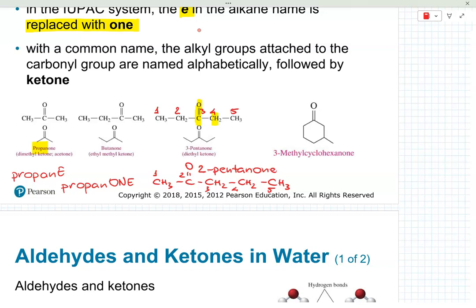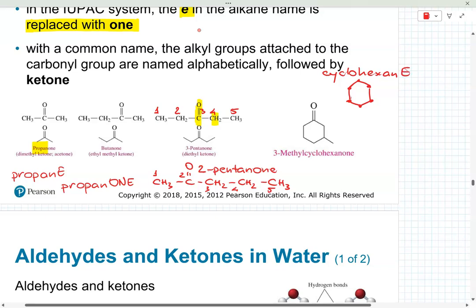Now, what about 3-methylcyclohexanone? So, look at this. Imagine that we have this molecule, okay? How many carbons do I have in this formula? 6. And this is a cycle, and there are no double bonds, so it will be cyclohexane, right? Now I'm going to add a carbonyl group. Okay? I still have 6 carbons, so I replace the E at the end with O-N-E. Am I making sense so far?